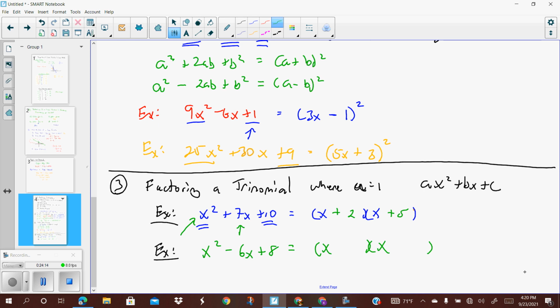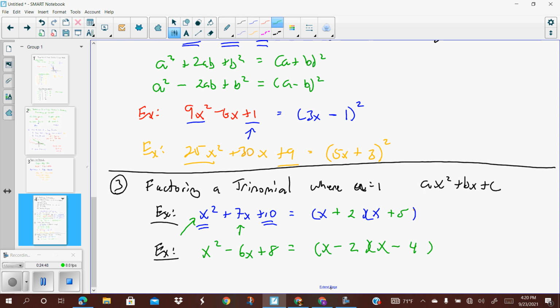Well, I can't take two positive numbers multiplied together and add them and get a negative, but I can take two negative numbers multiplied together and add two negatives to get a negative. So that means that both of my answers here are going to have to be minuses. And hopefully it's relatively obvious that 2 and 4 are going to multiply to 8, but add to 6. The other factors of 8, of course, are 1 and 8. Those would not add to 6. So that one would be factored.